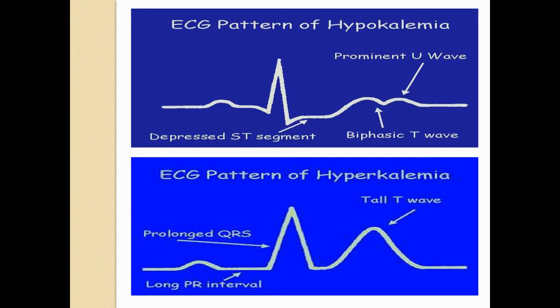During hypokalemia, what happens to the ECG? During hyperkalemia, what happens to the ECG? During hypokalemia, you can see a prominent U wave, a biphasic T wave, and a depressed ST segment. Can you see the ST segment? And during hyperkalemia, you can see a tall T wave, a prolonged QRS wave, and a long PR interval.